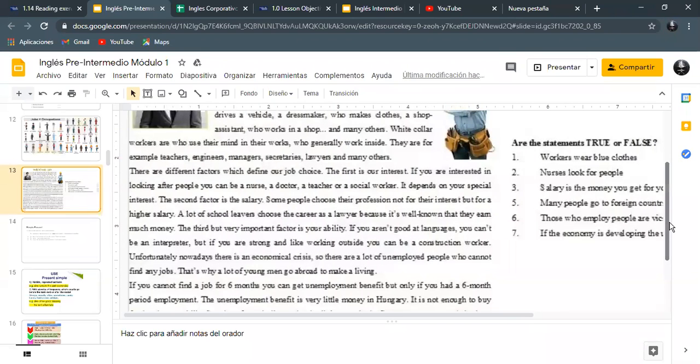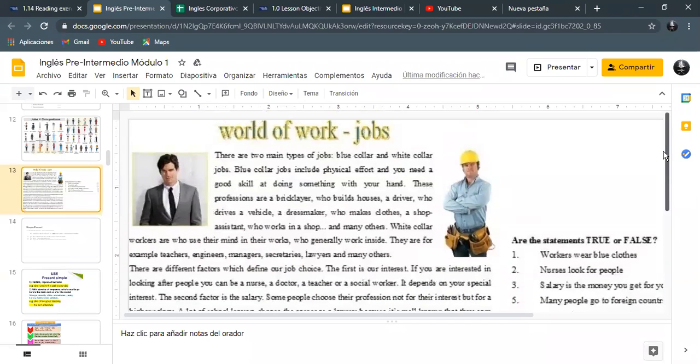Este reading estuvo un poco más largo y hay muchas otras palabras que vamos a revisar. So, for example, there are two main. What is main? Mucha, no. No, that is many. Principal. Entonces, hay dos principales tipos, ¿verdad? Dice ahí. There are two main types of jobs, blue collar and white collar.